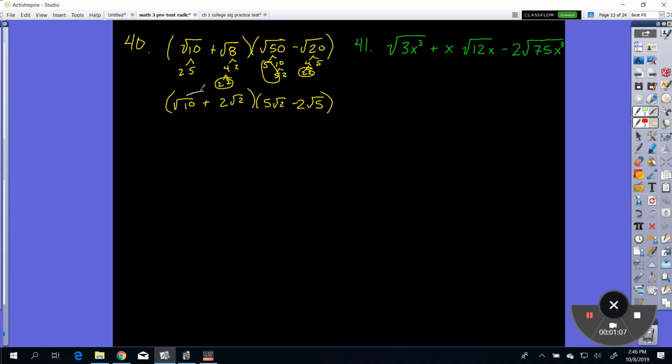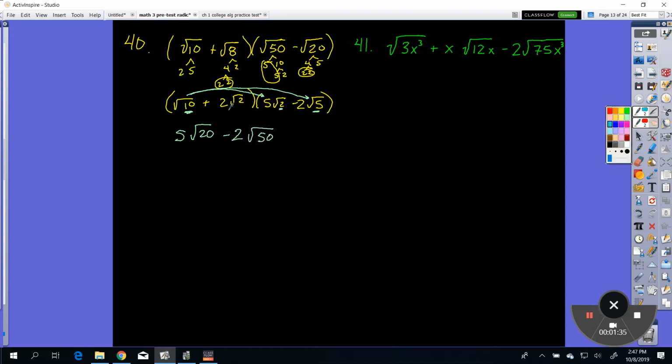So now I'm going to multiply things. So square root of 10 times 5 square roots of 2. So I multiply the 10 and the 2 together. So that's going to be 5 square roots of 20. Now I'm going to go the square root of 10 times negative 2 square roots of 5. And it's the 10 and the 5 that are going to be multiplied together. So that makes negative 2 square roots of 50. So that's the first one being multiplied to both of them.